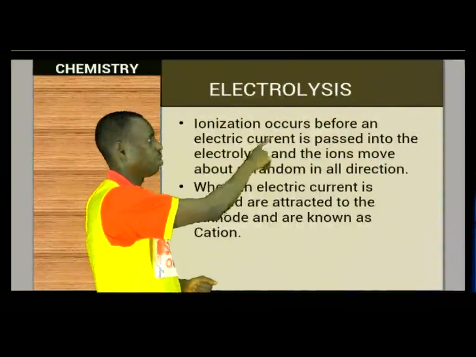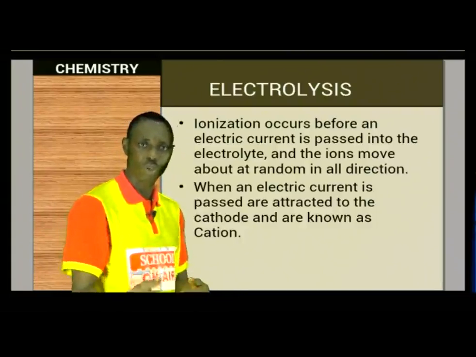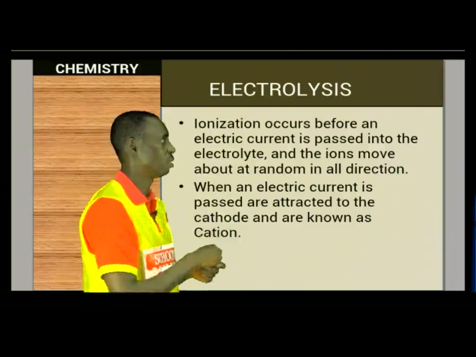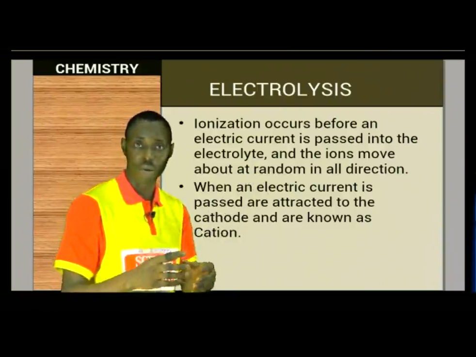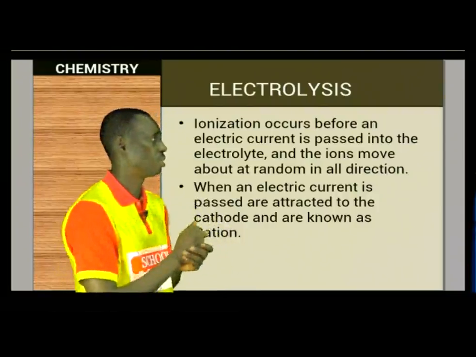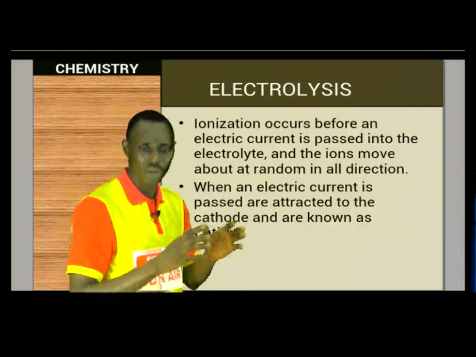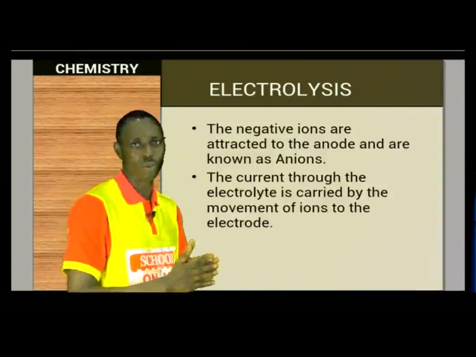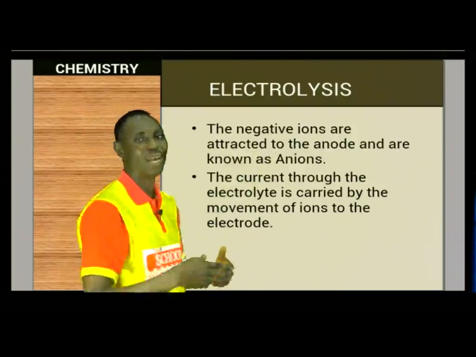But ionization occurs before an electric current is passed into the electrolyte. This will take place before the passage of electric current. That is, once you dissolve the compound that is an electrolyte in the solution, it will dissociate before the passage of electricity. And these ions will move about at random in all directions because they are dissociated and the direction is not focused. We don't have the passage of electricity. But at the point when an electric current is passed, the ions are attracted to the electrodes. The positive ions are attracted to the cathode, and these are known as the cations, while the negative ions are attracted to the anode and are known as the anions.